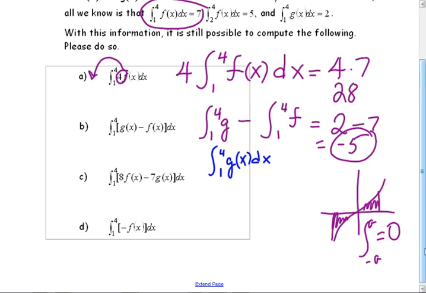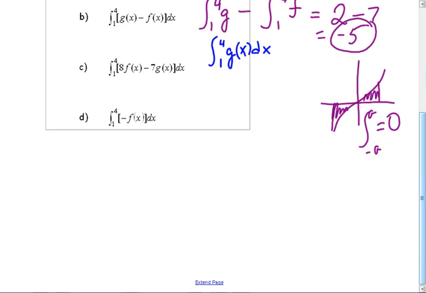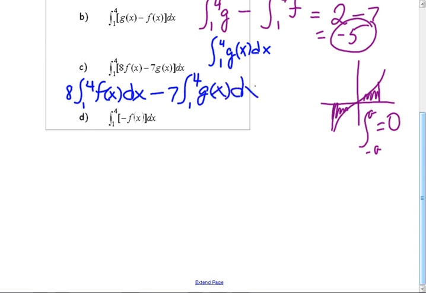Okay, do we have an answer for C? It's subtraction. Oh, we have to split this. Let's pull the 8 out. Minus, so this is 8 times 7 minus 7 times what? 2. Oh, it might be that big. 56 minus 14 is 42. What's the answer to D? Negative 7.